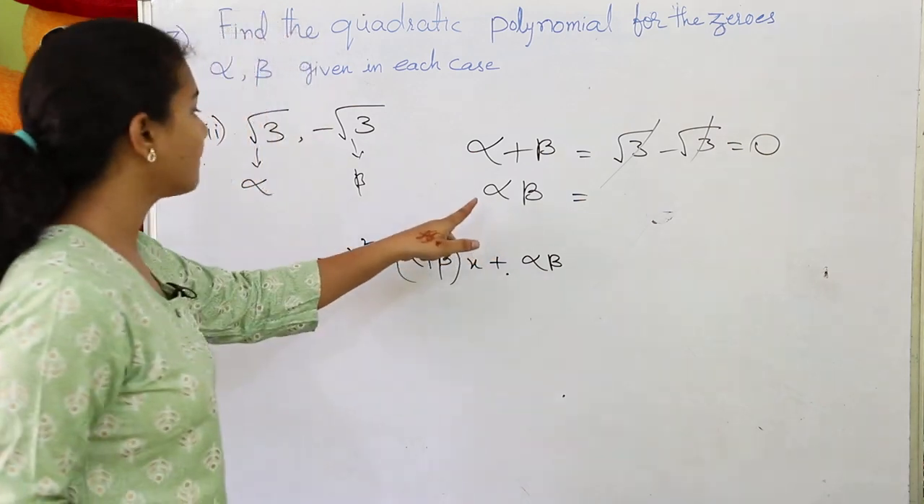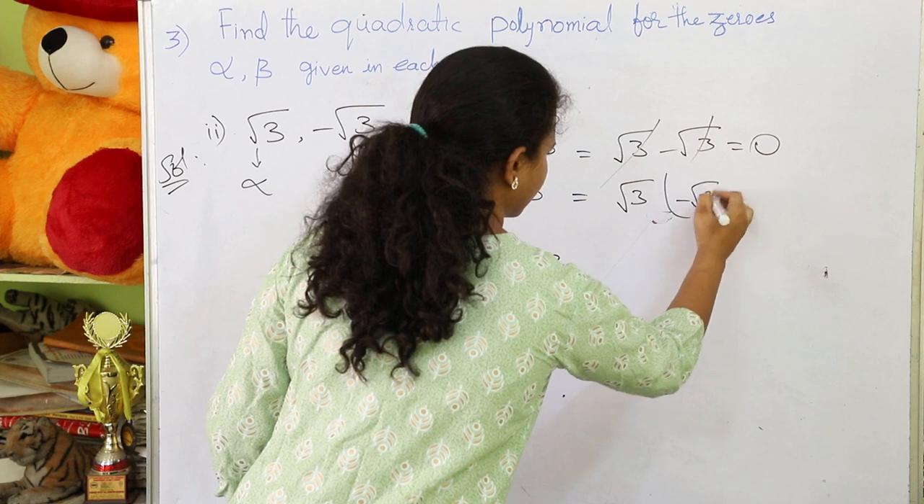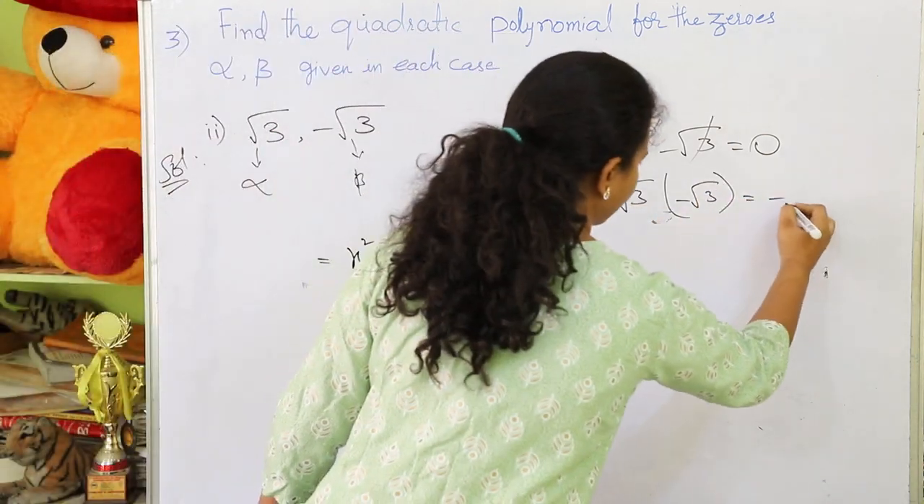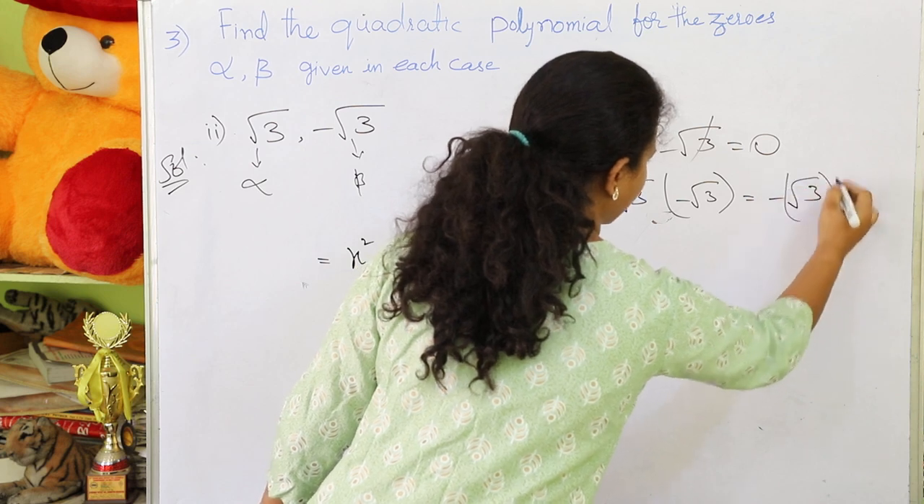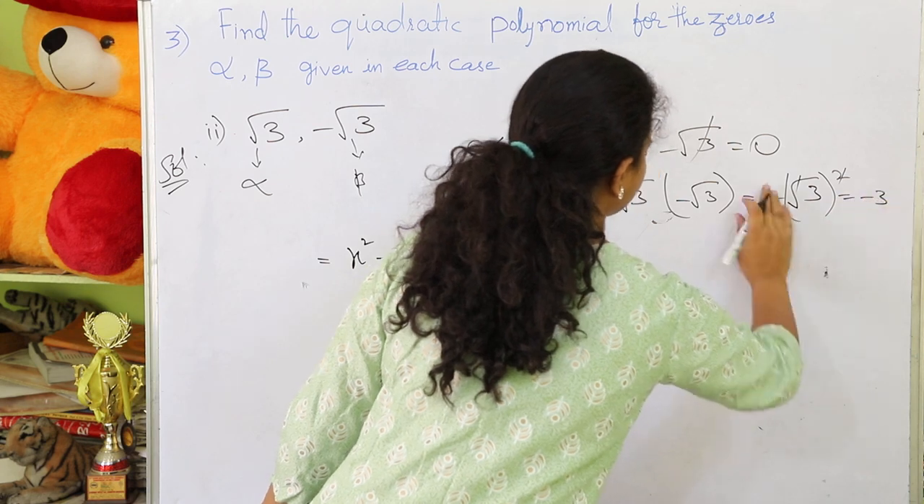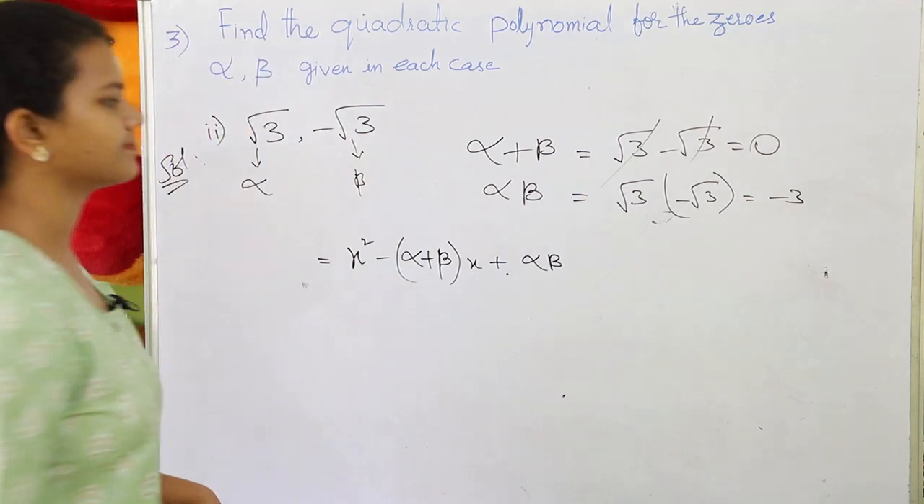Next you have root 3 into minus root 3. Root 3 into root 3 gives what? Root 3 whole square, means minus root 3 whole square. Are you getting it? The square and root cancel, you will be left with minus 3. So minus 3 will be the answer, guys.